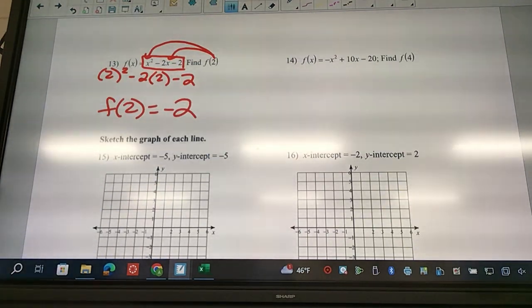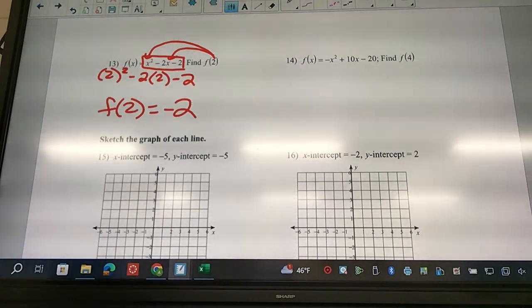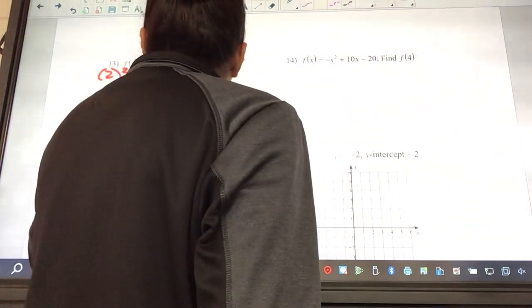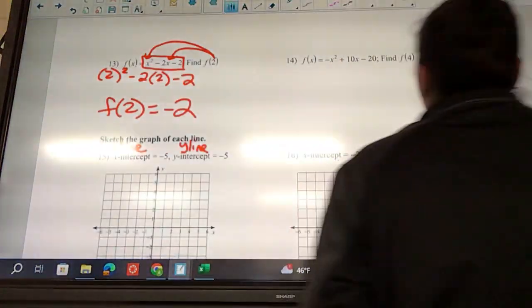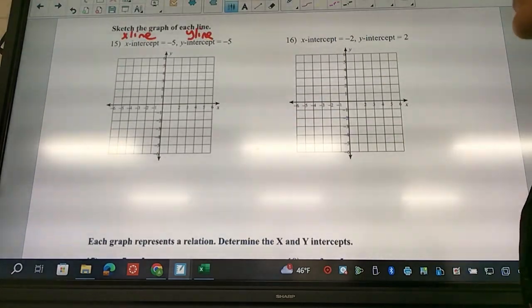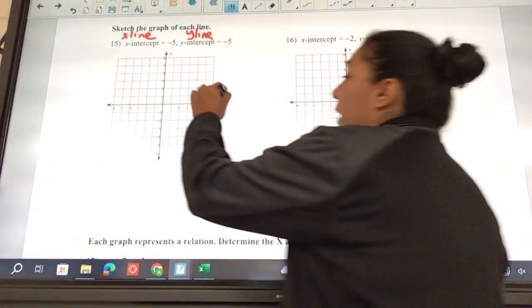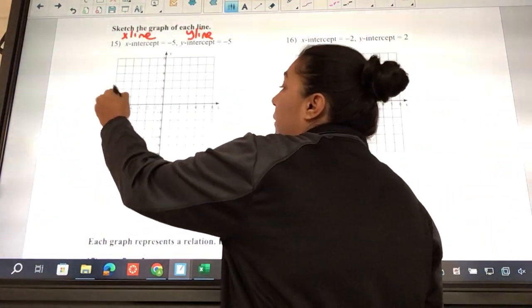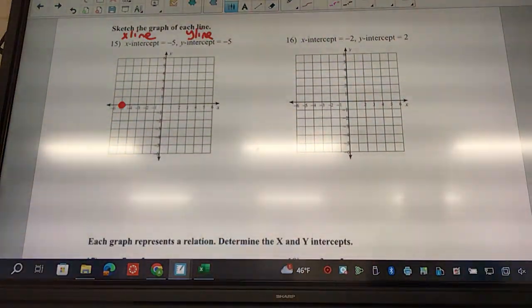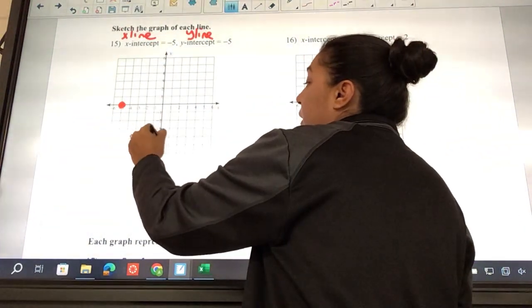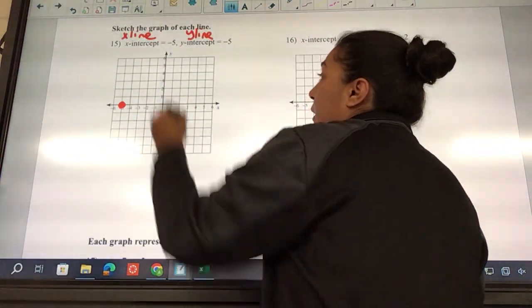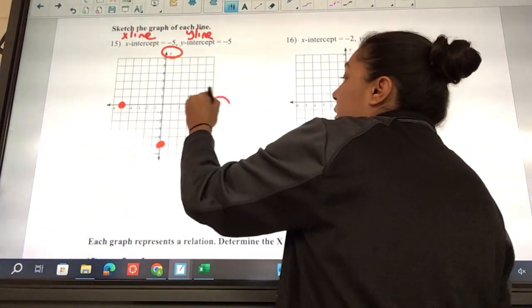Okay, 15, it says sketch the graph of the line, so the intercepts. This is going to be on the x line. This is going to be on the y line. So my x-intercept is at -5, so we're going to go to -5 and put a dot. Make sure you're on the x line. The y-intercept is also at -5, so we're going to go to the y line and put it at -5. Again, this is the y line, this is the x line.